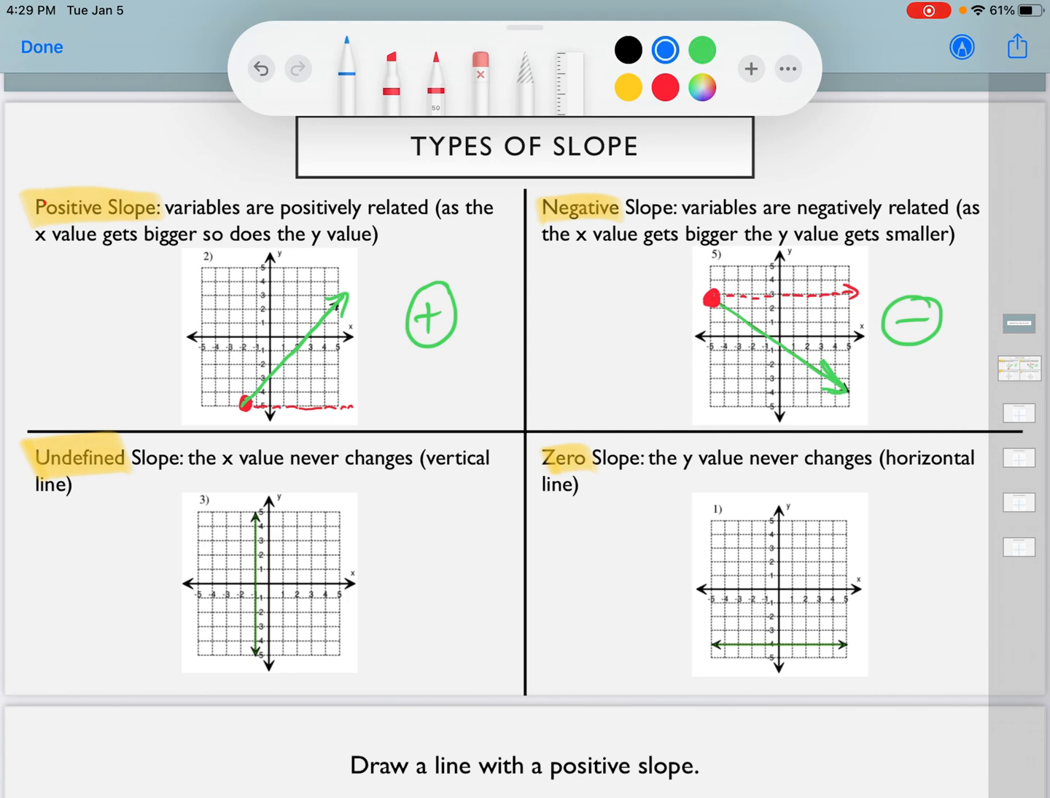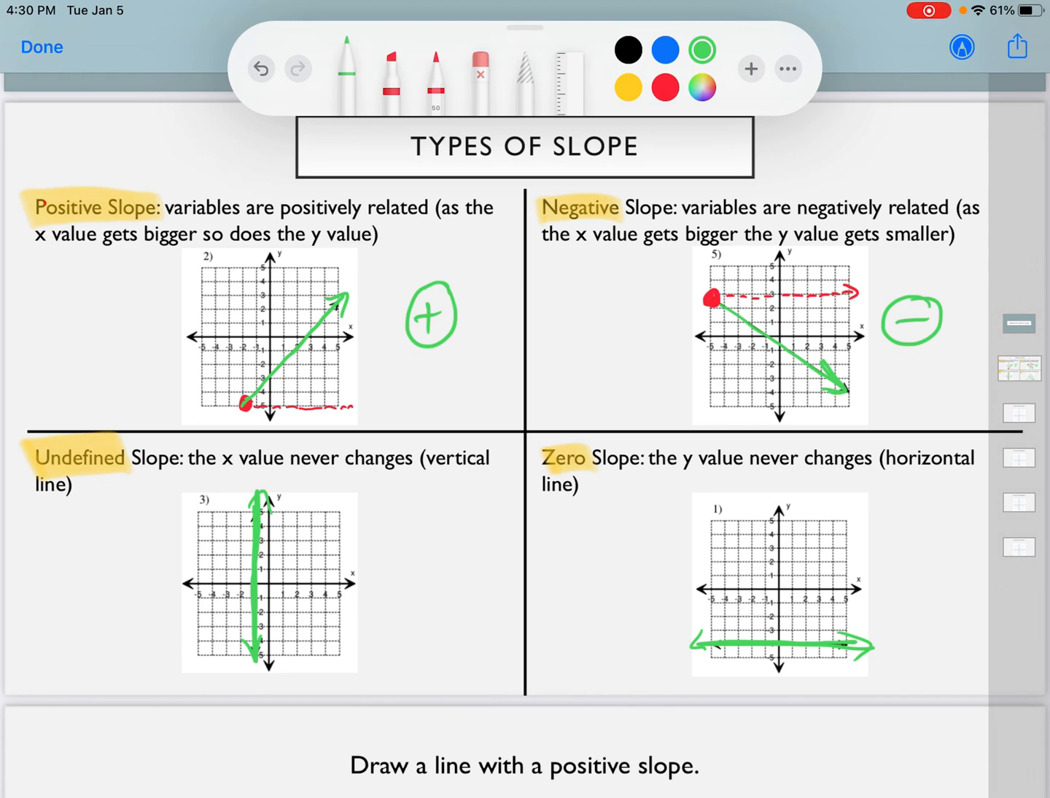Now, undefined slope. Undefined and zero slopes are kind of goofy, and it's just a memorization thing, so I'd make sure you copy these into your notes 100%. Really all four of them, but especially undefined and zero slope. So undefined slope is where the x value never changes. So that means it's a vertical line. So vertical lines, of course, being a line that goes straight up and down. So anytime you have a line that goes up and down, it's going to be an undefined slope. And zero slope is going to be the exact opposite. So the y value never changes. So it's a horizontal line. So it just goes straight across, left to right. And like I said, those are just purely memorization.